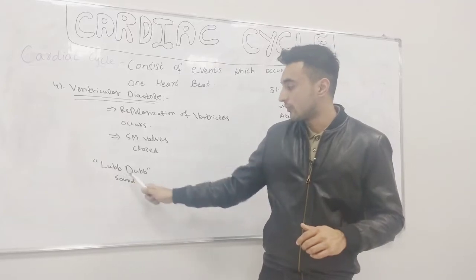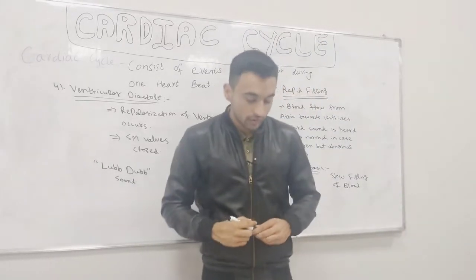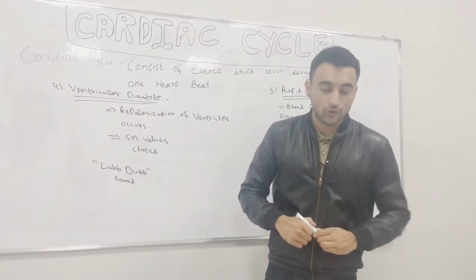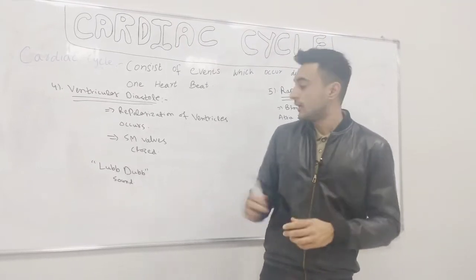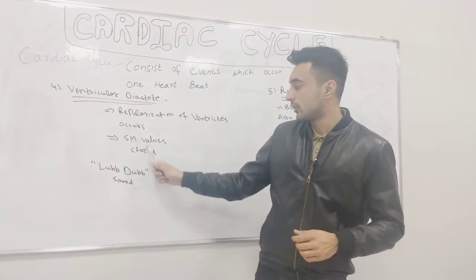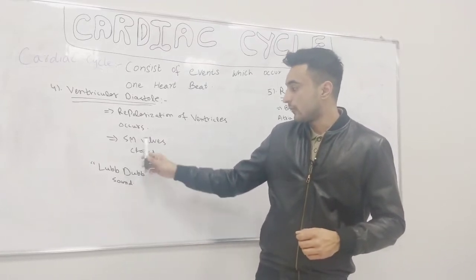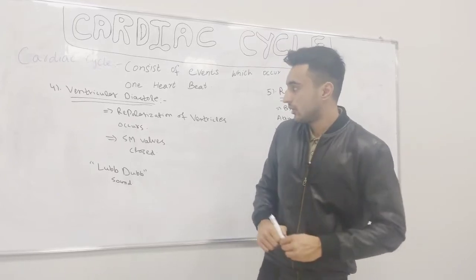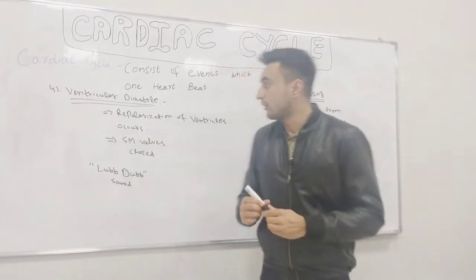Now I will talk about the lub-dub sound. The first sound which we hear during the heartbeat is after the closure of the atrioventricular valve following the atrial systole, and the second sound, which we hear after the closing of the semilunar valves, is the dub sound. So this completes our ventricular diastole phase.